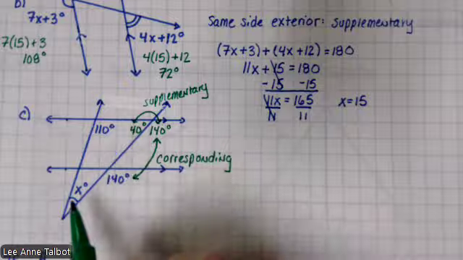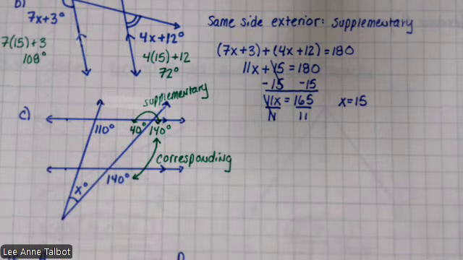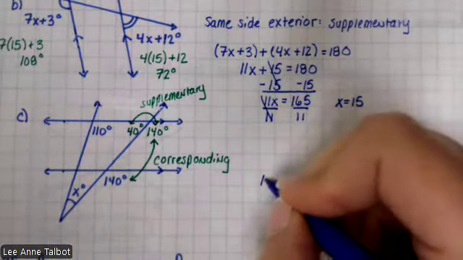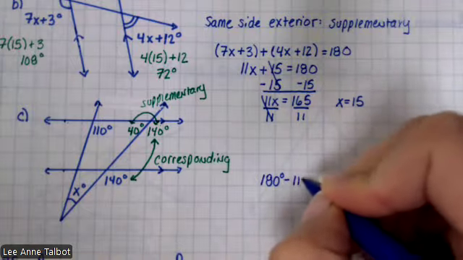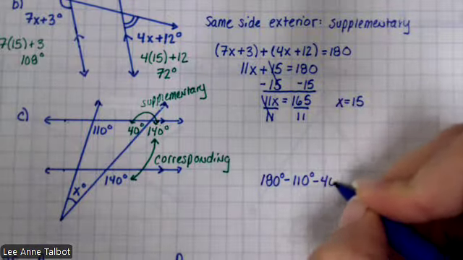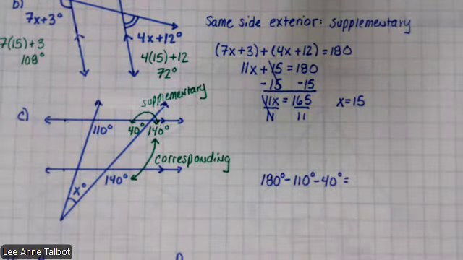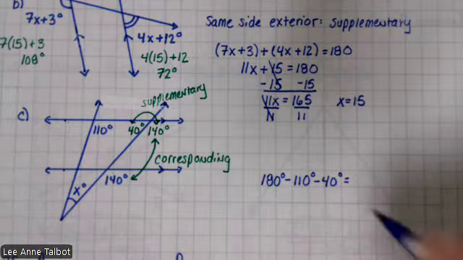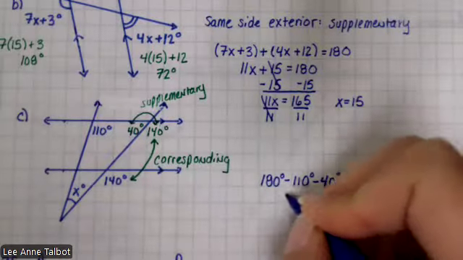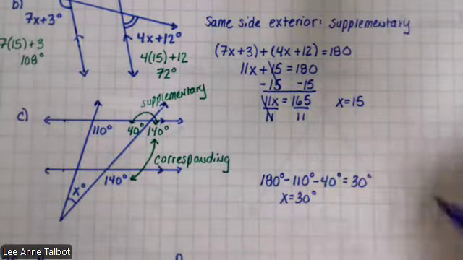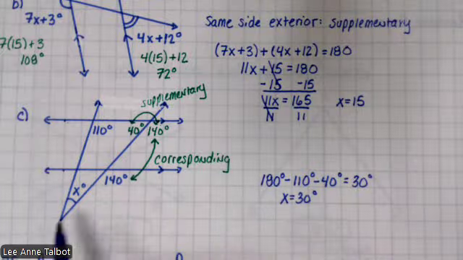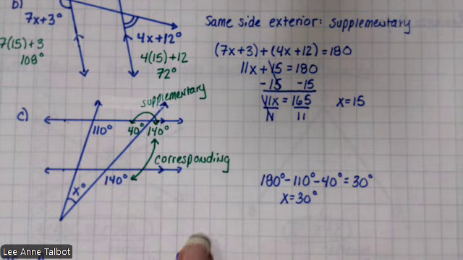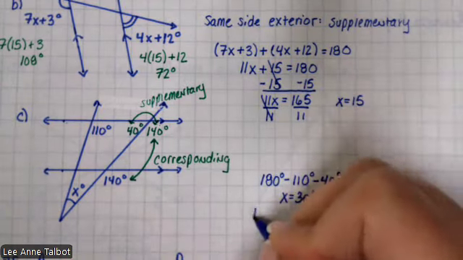Okay, now I have three angles in a triangle. So I'm going to do 180 minus 110 minus 40. And what is adding three angles in a triangle called? Nice.